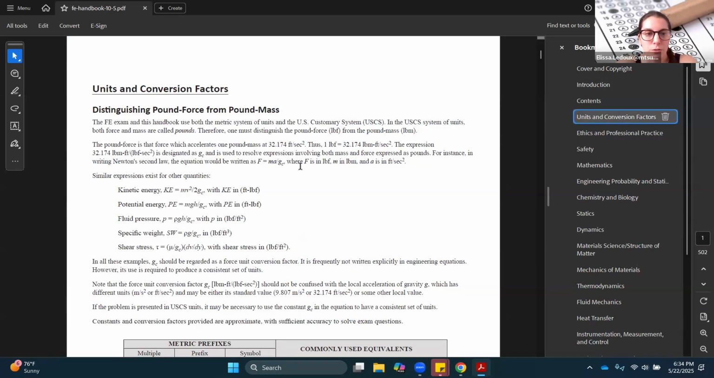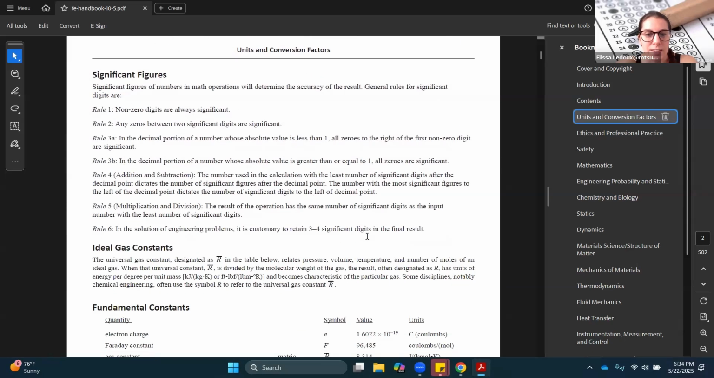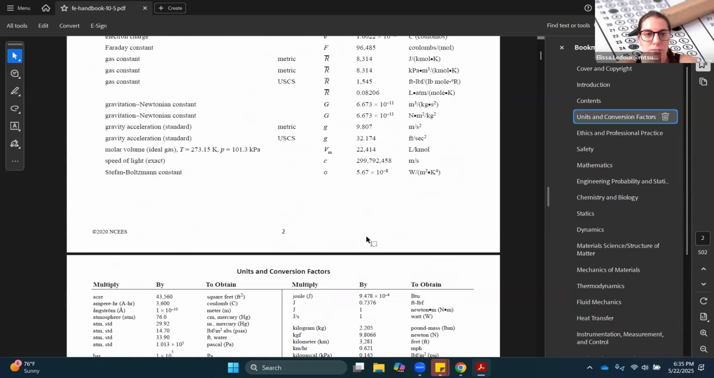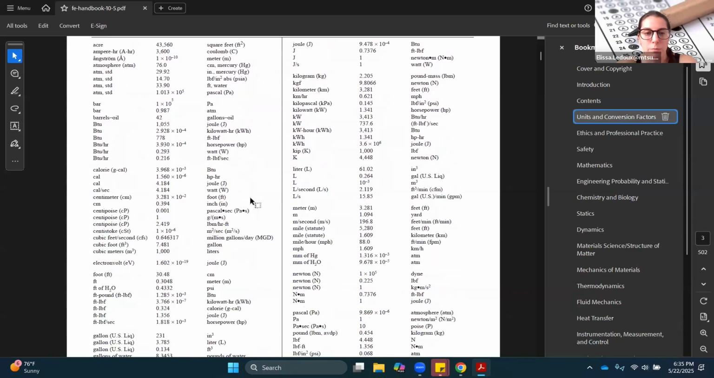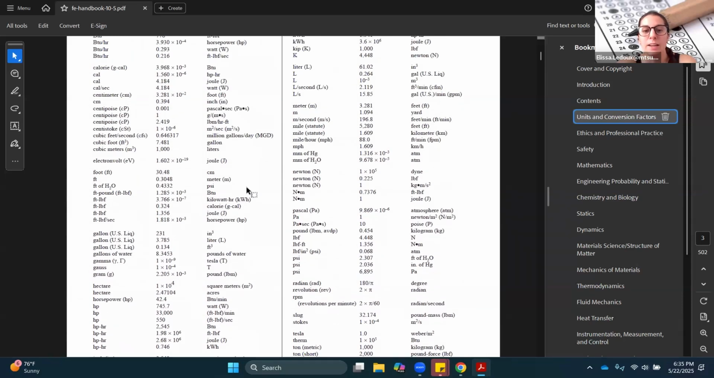If you forget any type of conversion or what any type of prefix means or equivalence or anything like that, they are pretty much all here. All of the special constants you would need to know, all of how to convert between English and metric, everything is here. So don't freak out if you forget how to convert from one to the other.